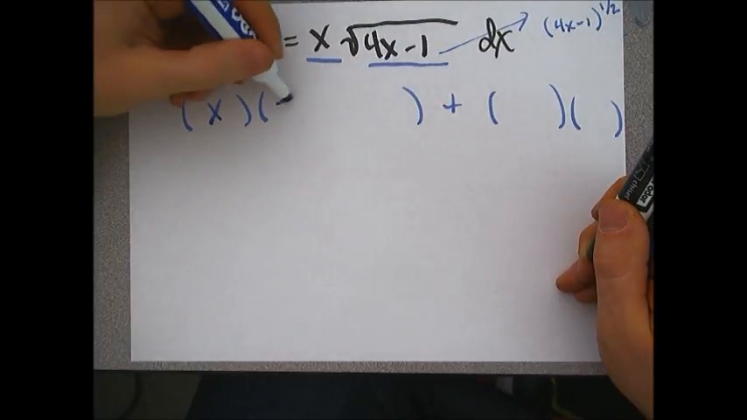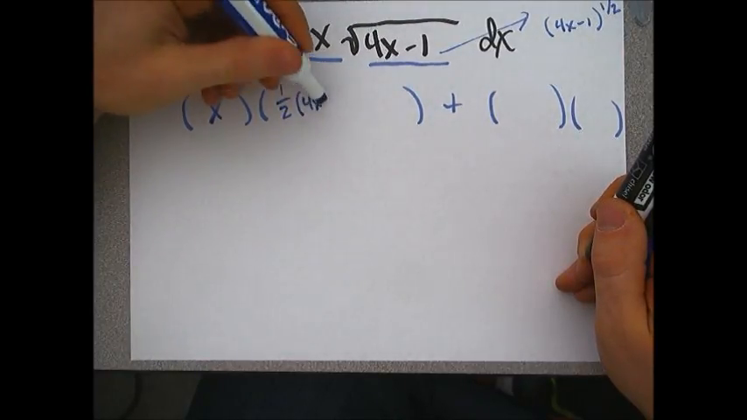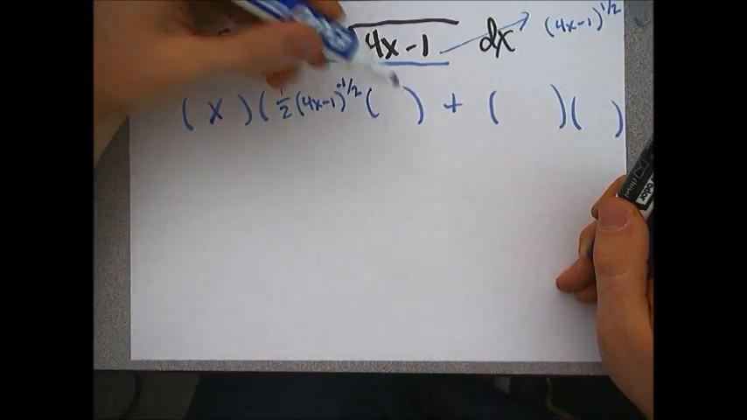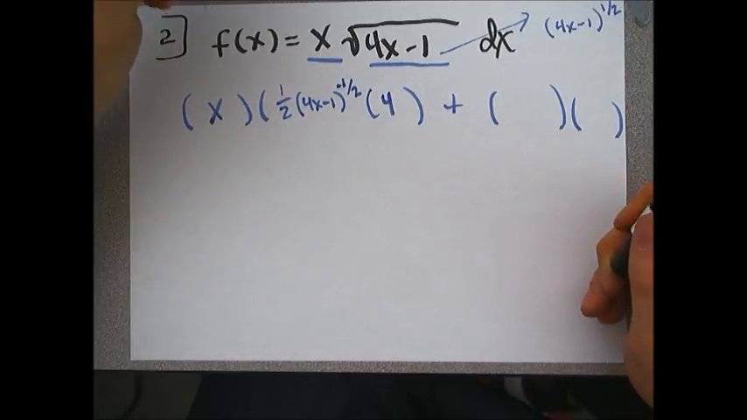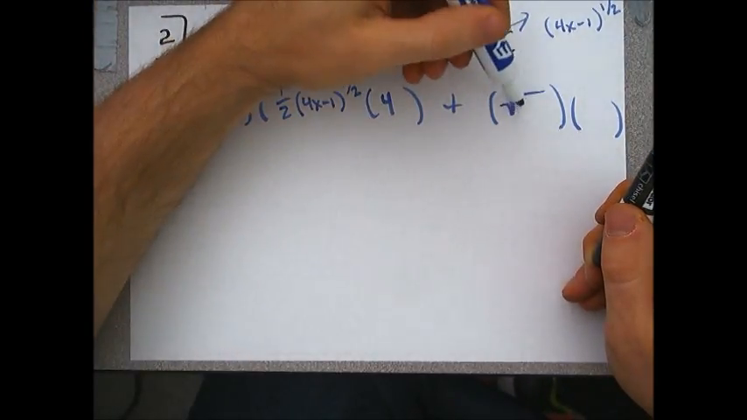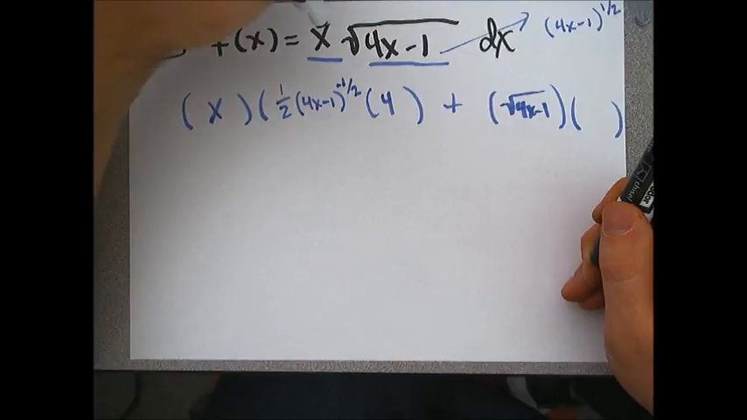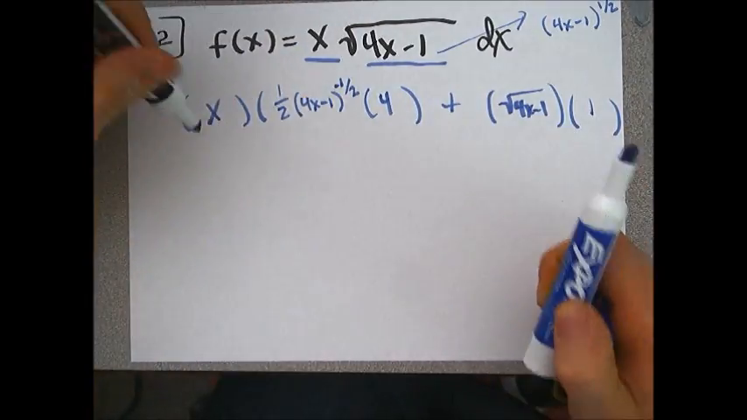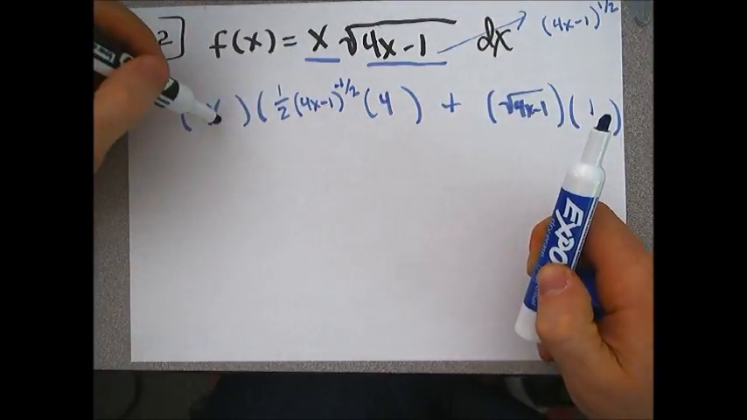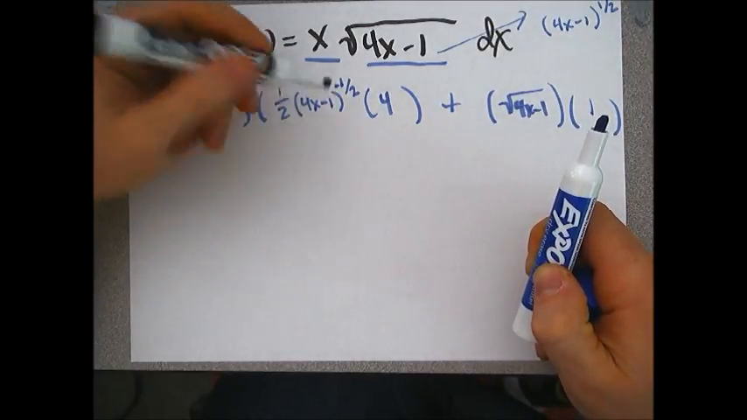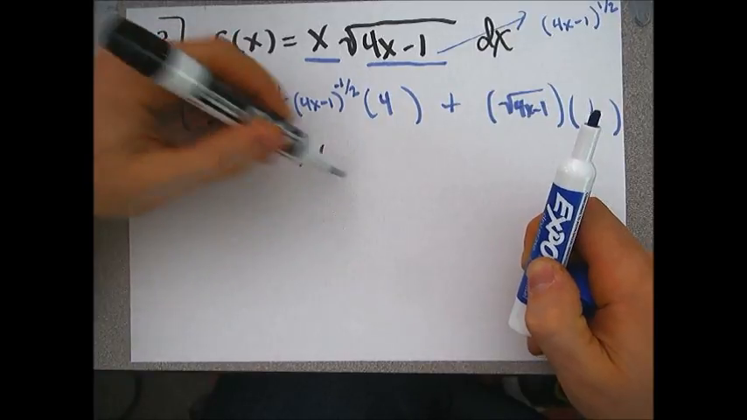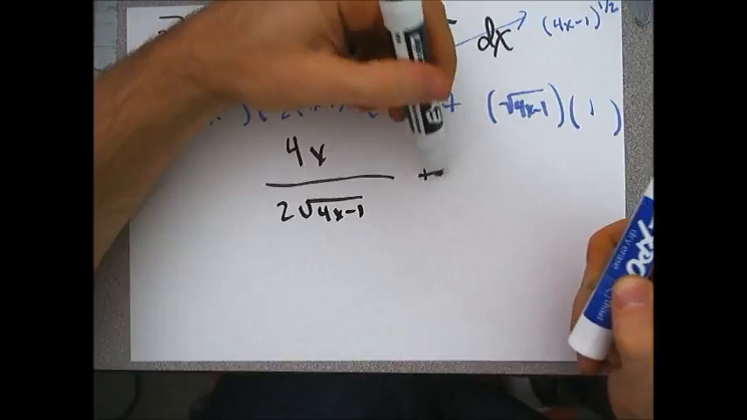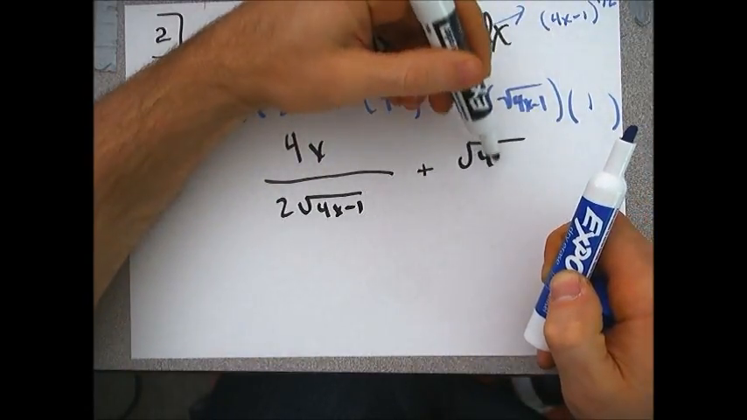So 1/2, 4x minus 1, drop the power by 1, so negative 1/2. Got a 4. You keep the stuff in the bracket. X becomes a 1. Make sense? All right. So the x and the 4 combine. The 2's on the bottom, and this whole root's dropping to the bottom. 4x over 2 root 4x minus 1, plus this times that stays.